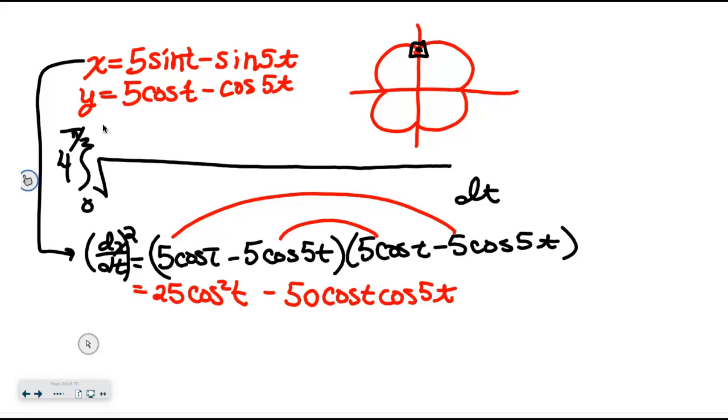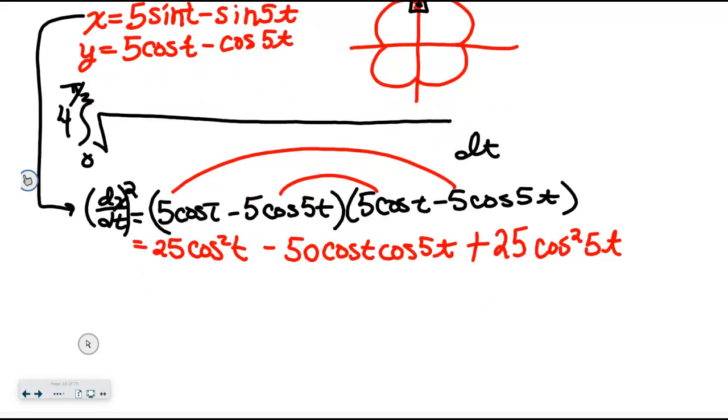And then on my last, I'm going to have a plus 25, and I'll have a cosine squared of 5t, and I'm just going to let it sit for now. All right? Next step, we're not doing a whole lot of these. You can see why they're quite long. What am I going to do next?